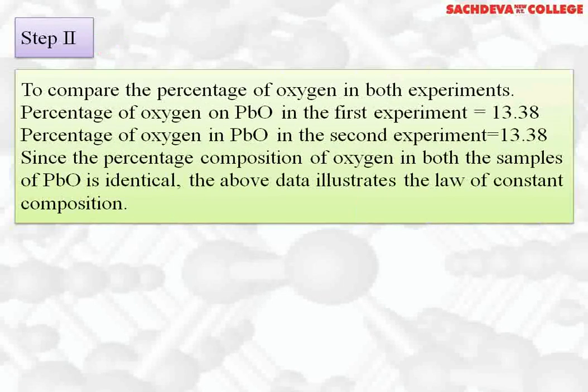Second step, to compare the percentage of oxygen in both the experiments: the percentage of oxygen in lead oxide in the first experiment is 13.38 and the percentage of oxygen in lead oxide in the second experiment is 13.38. Since the percentage composition of oxygen in both the samples of lead monoxide is identical, the above data illustrate the law of constant composition.